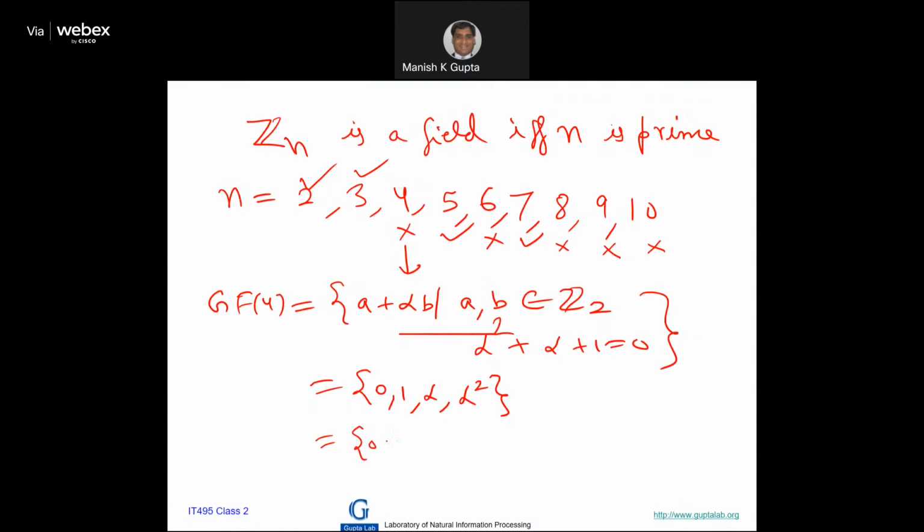Right? You can also say that 0, 0, 0, 1, 1, 0, 1, 1. Bit representation. We have 3 representations of the field, remember? Another one is 0, 1, alpha, and 1 plus alpha. 3 representations, if you recall. This is the power of alpha representation of the field with 4 elements. This is the polynomial representation, and this is the bit representation, right?